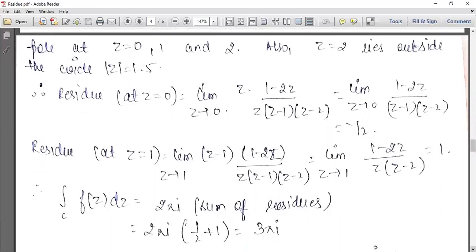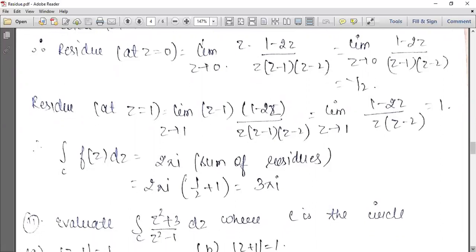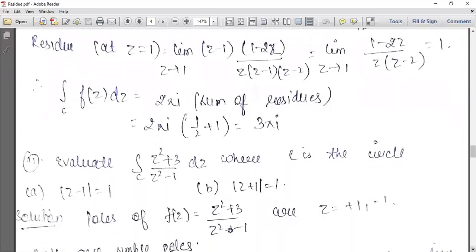So using Cauchy's residue theorem, my integral over C of f of z dz will be given by 2 pi iota times the sum of residues. So 2 pi iota times the sum of residues means half plus 1, which is 3 by 2. So 2 will get cancelled and I will be left with 3 pi iota. So let's see one more example.